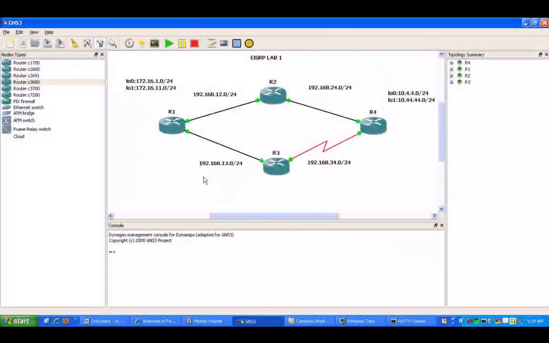So now we need to do the IP addressing. On router 1 we have two loopbacks, both on the 172.16 network, 1 and 11. We also have two loopbacks on router 4, loopback 0 and 1, the 10 networks, the 4 and 44. Then we have the connections in between, where router 1 to 2 is 12, router 1 to 3 is 13, and so forth. Before we get started and take a look at EIGRP, we're going to go ahead and configure all the links between.